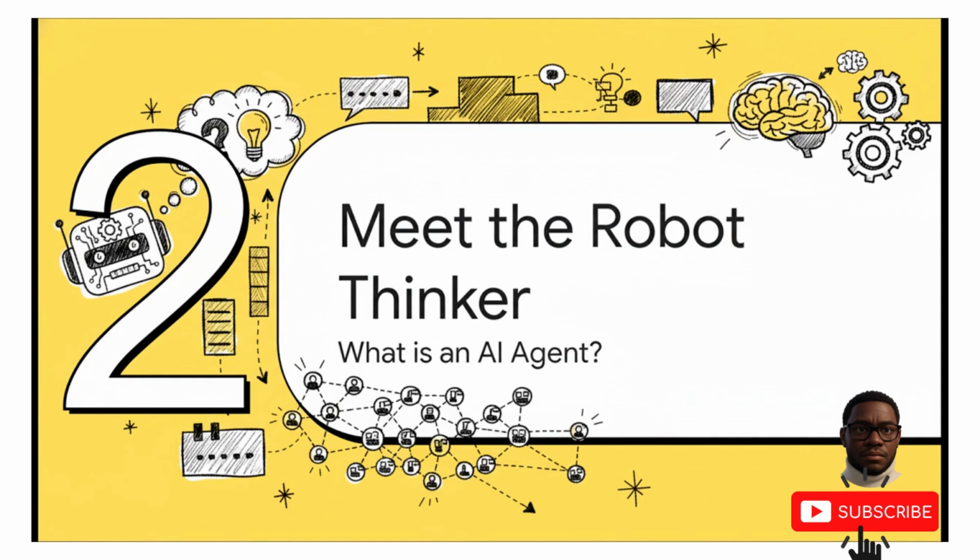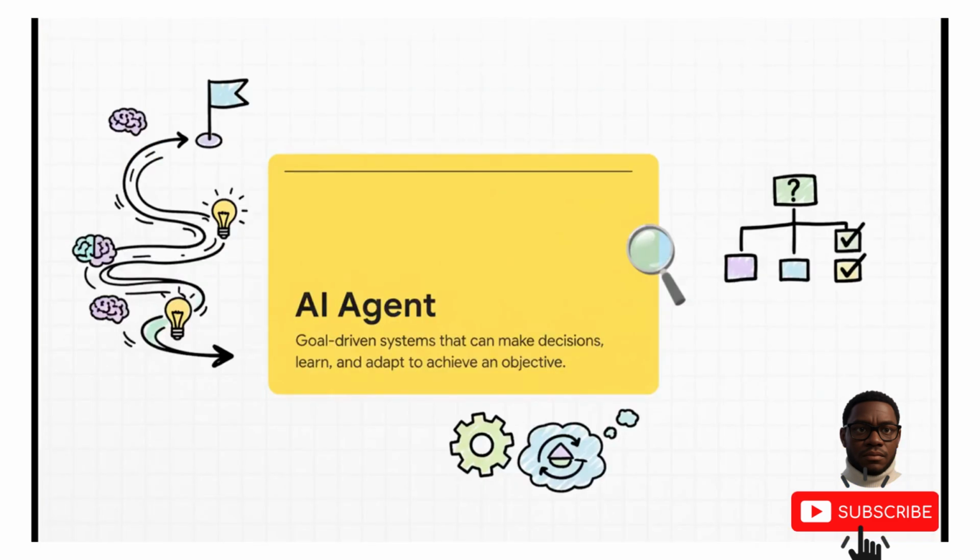So if that's the worker, what about the thinker? This is where things get really interesting. Let's meet the AI agent. See, unlike its rule-based cousin, an AI agent is a goal-driven system. You don't give it a rigid checklist of steps to follow, you give it an objective. And this is a revolutionary shift. For decades, we've had to program every single step for a computer. Now, we can just define the outcome we want, and the agent has the power to make decisions, to learn, and to adapt its approach to get there.